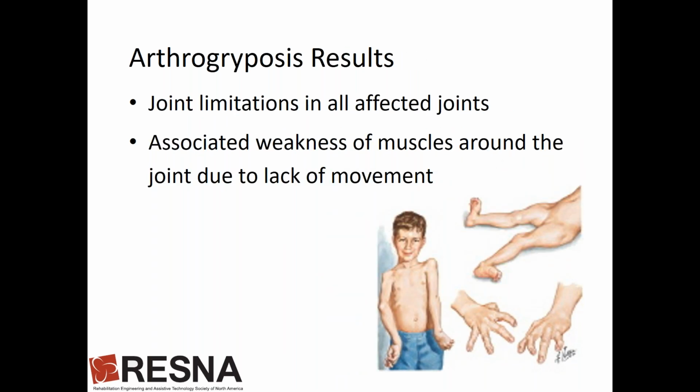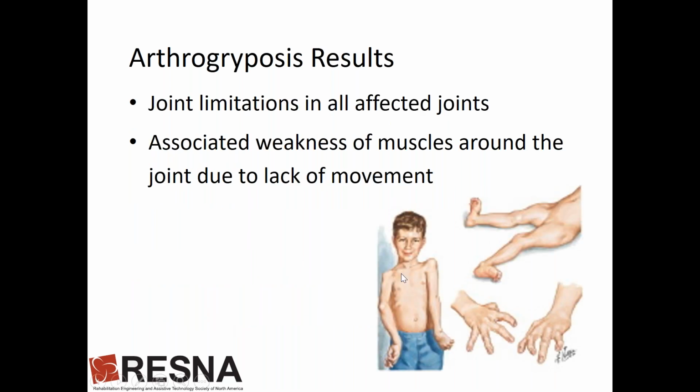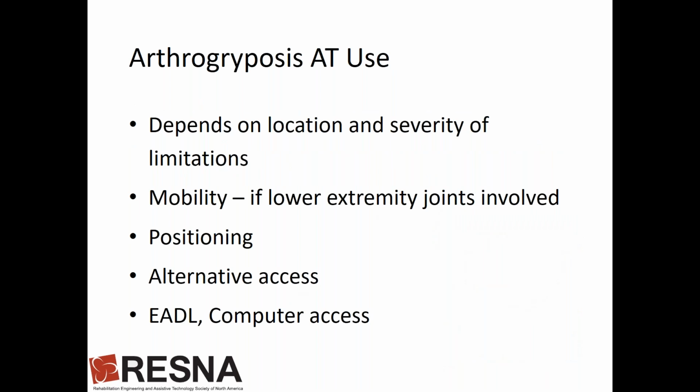So it's non-progressive, but you have limitations in all your affected joints, and you have weakness around the joint because the joint's not moving. Depending on the location and severity, mobility can be a problem. Let's go back to the picture. I'm a good picture person. If this kiddo can walk, but if he trips, he's not going to be able to protect himself if he falls. So sometimes when they do have ambulation, you also need to think, are they a safe ambulator? And they may not be spending 14, 15 hours in the chair.